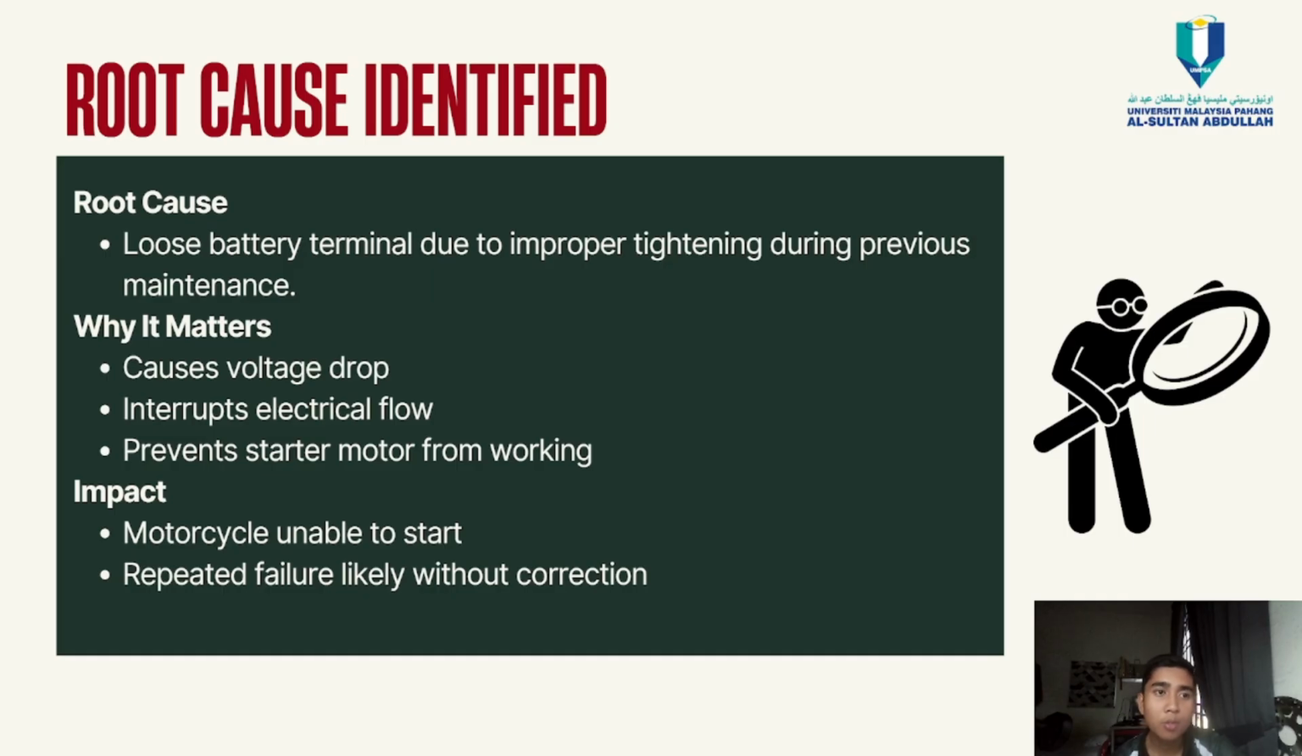So we go to the root cause identified. For the root cause, we found a loose battery terminal due to improper tightening during previous maintenance. So why does it matter? It matters because it causes voltage drop, and it also interrupts electrical flow, and not only that, it prevents the starter motor from working. So the impact is that the motorcycle is unable to start, and repeated failure is likely without correction.